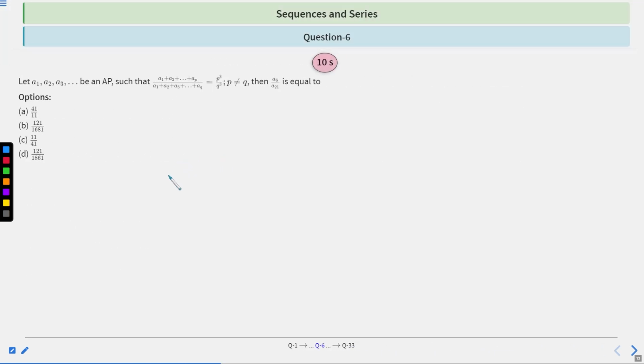Let A1, A2, A3 be an AP such that (A1 plus A2 till AP) upon (A1 plus A2 plus A3 till AQ) is equal to P squared upon Q squared, P not equal to Q. Then we have to find A6 upon A21. Let's move to the solution part after 10 seconds.